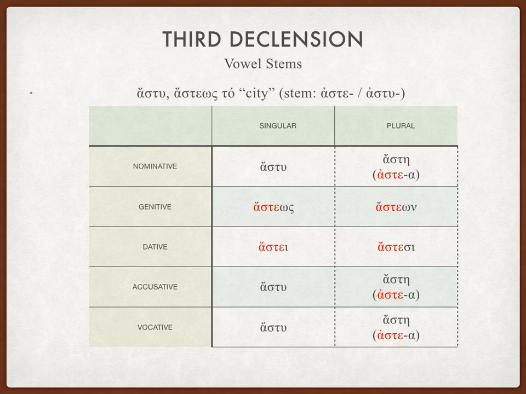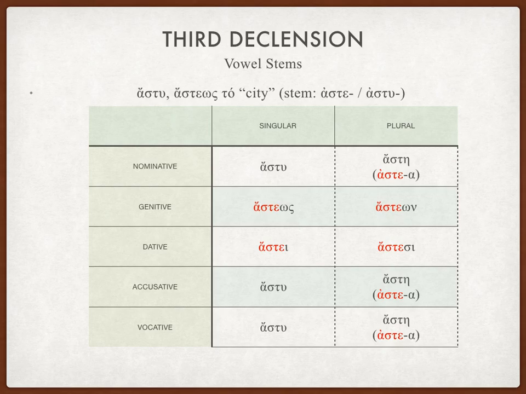So nominative, astu, the city. Genitive, asteos, just like you saw with polis. Dative, astei. So far we're in familiar territory, and safely we can say astu is going to be the same in the accusative and vocative, so we're home free. Fortunately, nothing new to learn here. Now, let's take a look at the plurals.